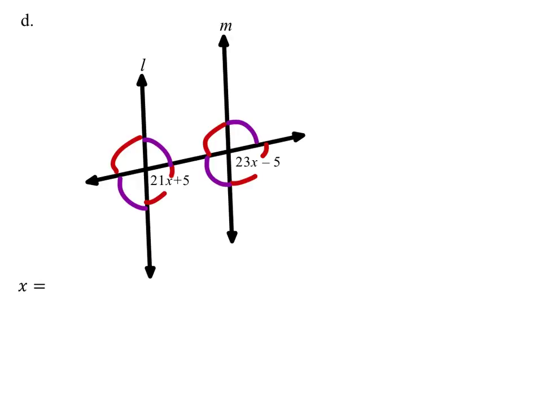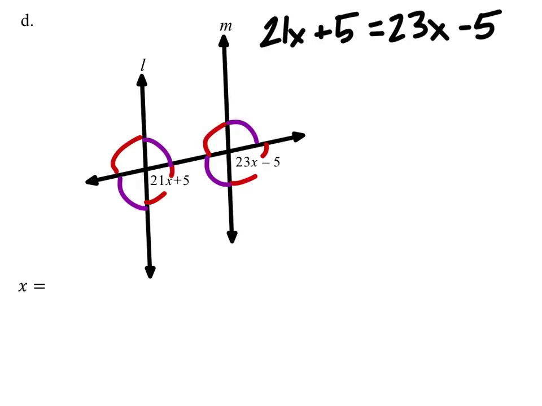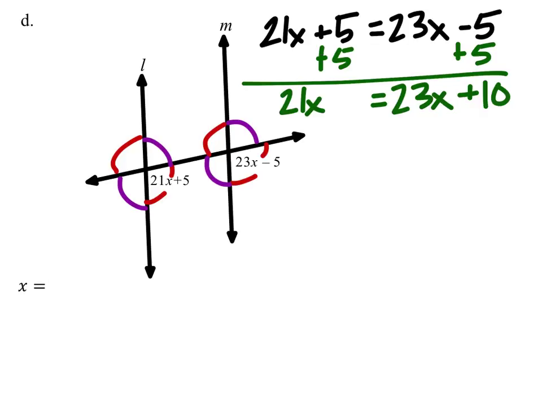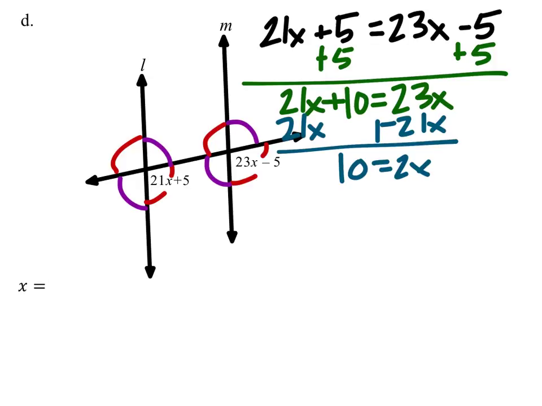So we'll set that up. And we'll just continue by solving this. So I'll start by subtracting 5 from both sides. Actually, make that add 5 to both sides. That'd be a little bit better. There we go, that's better. And then we would subtract 21x from both sides. And then finally divide both sides by 2. And we got x is 5.